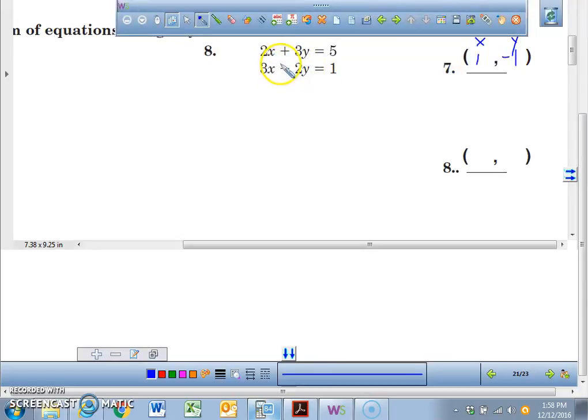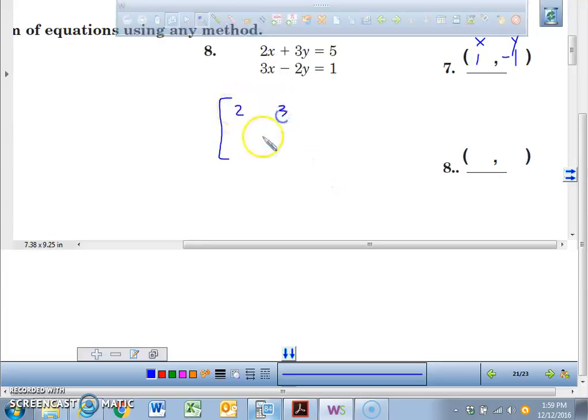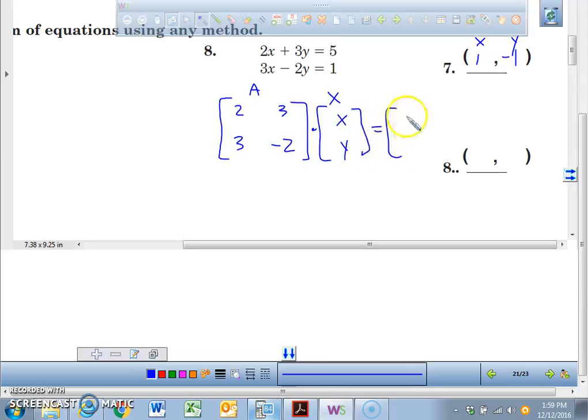It's pretty much set up for us, isn't it? So right here. Now you could use the elimination method to do this as well. But I'm just going to write a 2, a 3, a 3, and a negative 2. And I'm going to call that matrix A times matrix X, which is X and Y, and set that equal to a 5 and a 1. And once again, what's the formula? X equals the inverse of A times B.